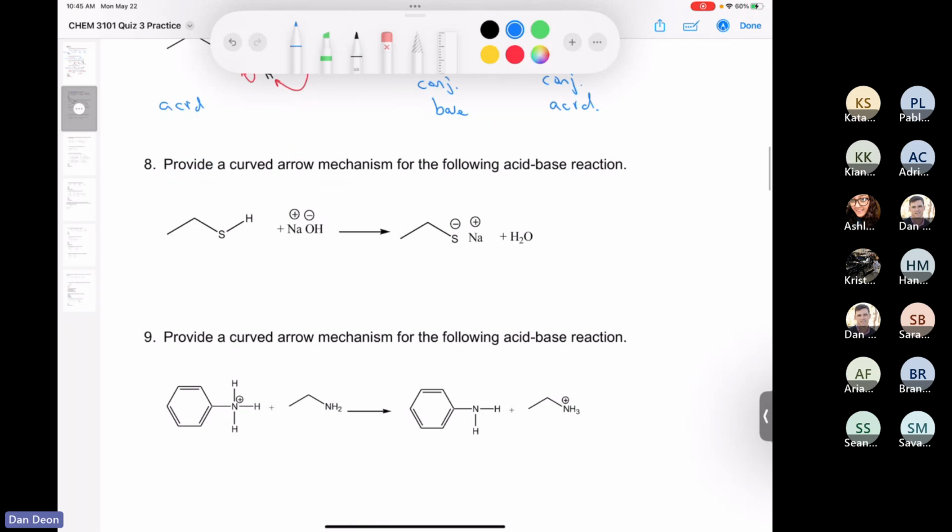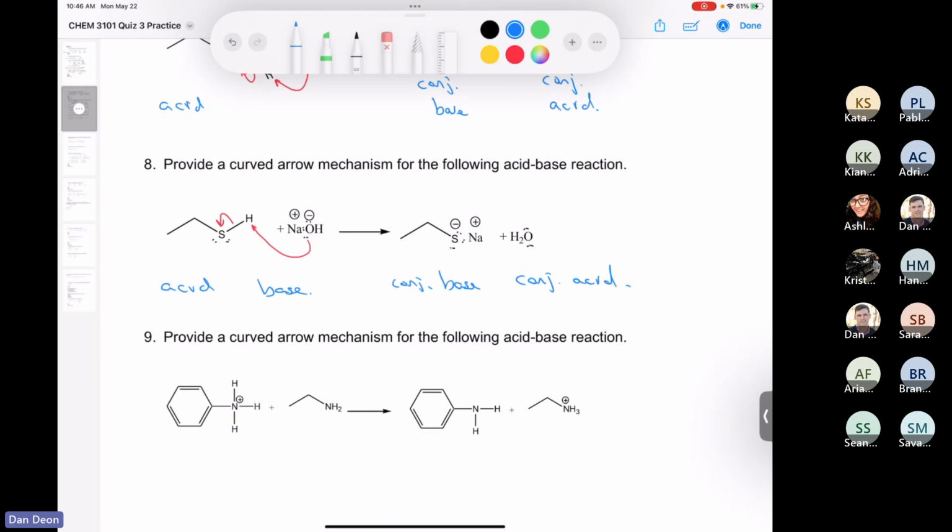Number 8 says provide a curved arrow. So you can see that the hydroxide here, by penciling in the lone pairs, is pulling the proton off of the hydrogen sulfur bond. So it's going to put the lone pair down here. So we end up with 3 lone pairs on the sulfur, 2 here. I guess I can put those ones in. So there are the curved arrows. So the thiol would be our acid. The hydroxide would be our base. This is our conjugate base, and this is our conjugate acid.